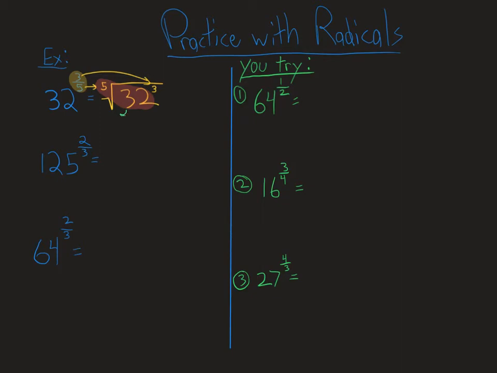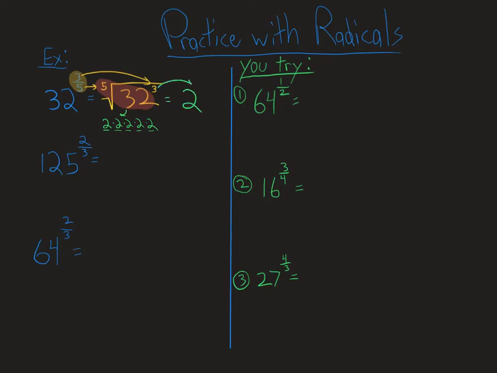So I'm going to think, what times itself, 5 of them equals 32. I'm going to check 2's, because I think that's the only number small enough that might work. 2 times 2 is 4, times 2 is 8, times 2 is 16, times 2 is 32. So it works out. The fifth root of 32 is just 2.